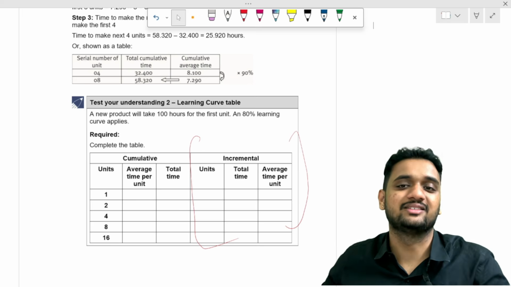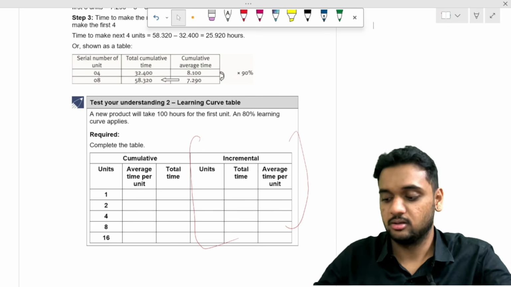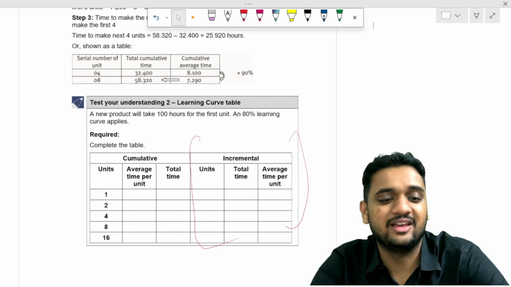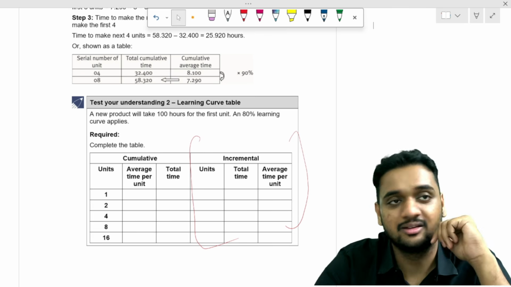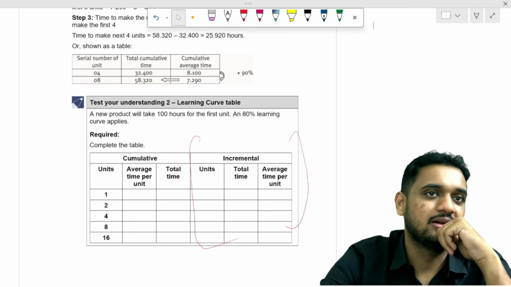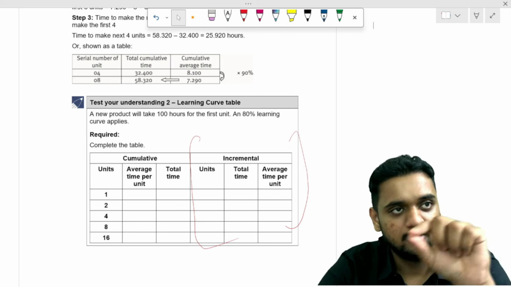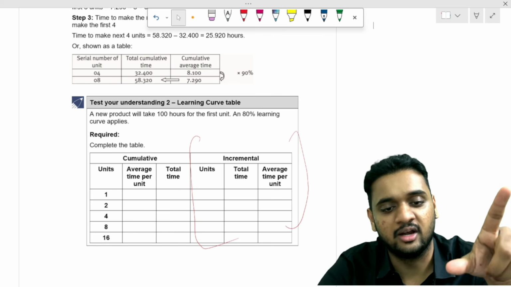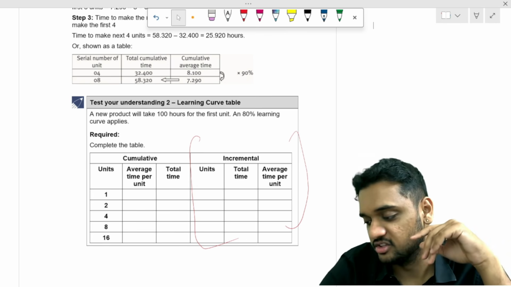Okay. Next, what are they asking? Incremental. How much is increasing in the first? Nothing. Just write that. First, write update. Units is 1. Total time is 100. Average time is 100. First, there will be no change.